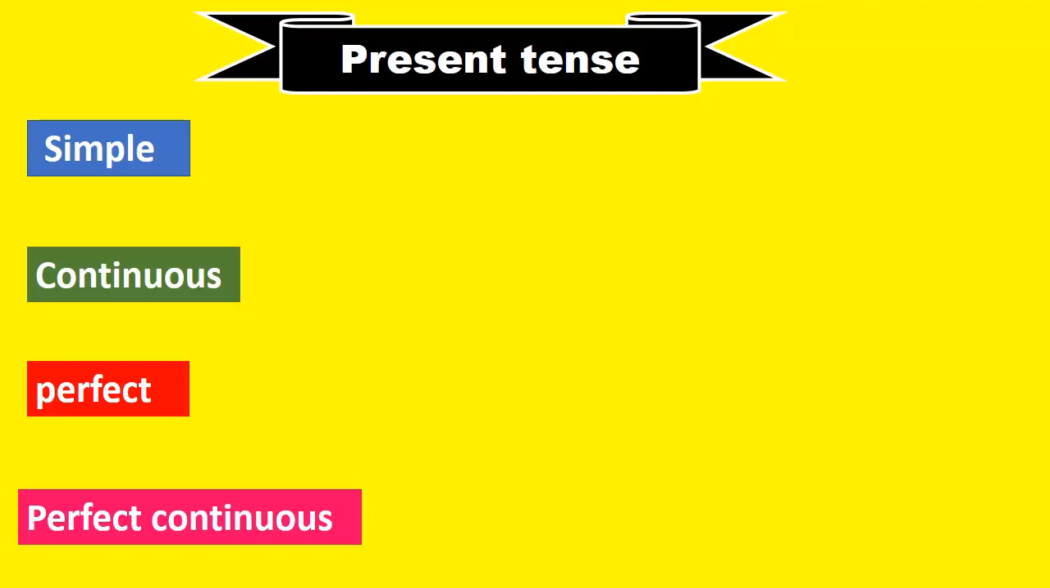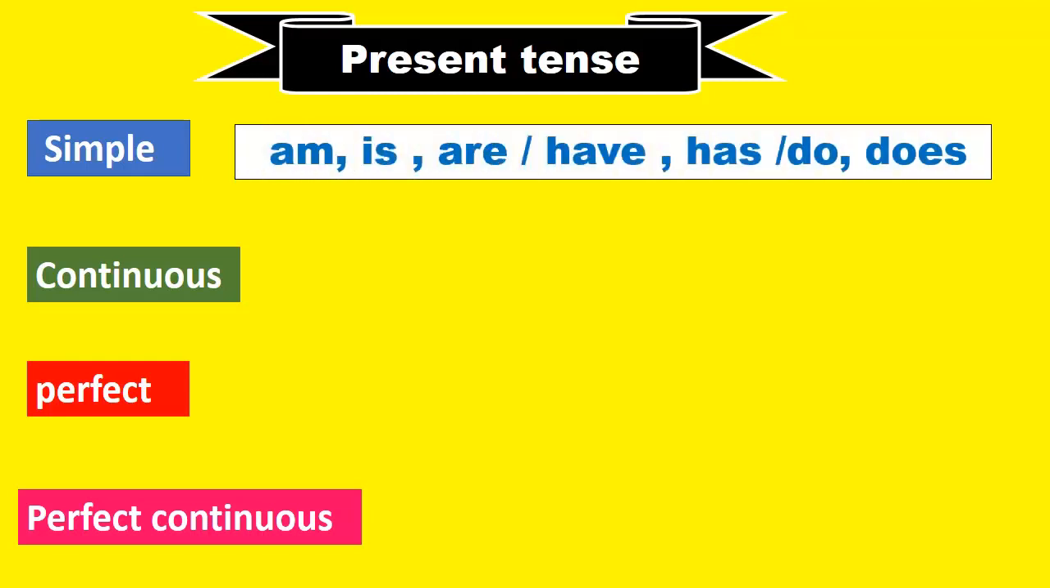As you all know, each tense is divided into 4 tenses, that is simple, continuous, perfect and perfect continuous. So for simple present tense, we identify by helping verbs am, is, are, the forms of to have, are have and has, do and does. So here we either write the action verb in the form of do and does.